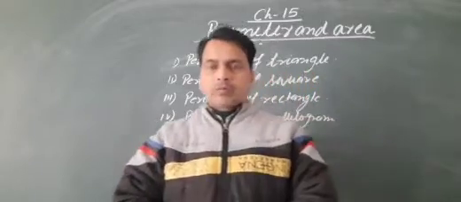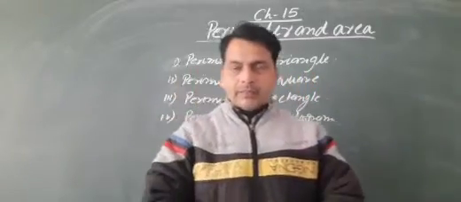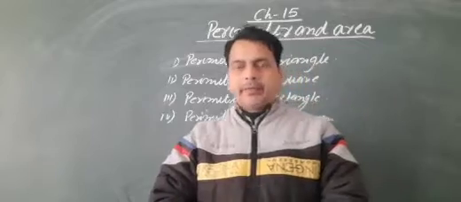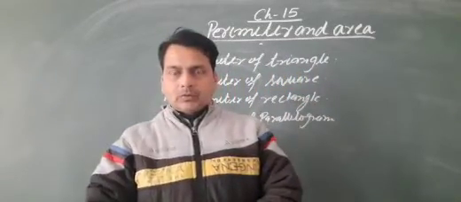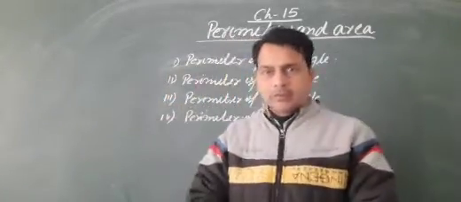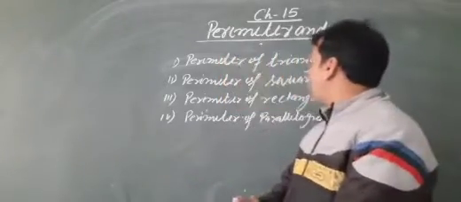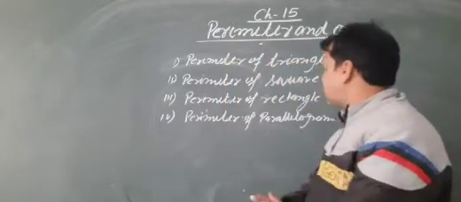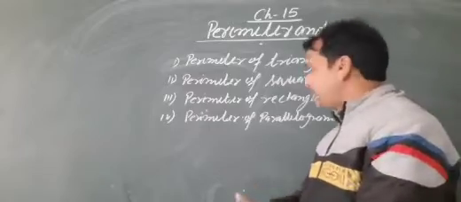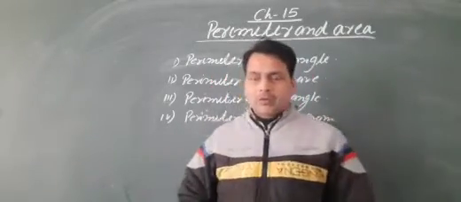Today we will discuss the most important topic of class 7th standard, that is perimeter and area. In this video we will discuss the perimeter of a triangle, perimeter of a square, perimeter of a rectangle and perimeter of a parallelogram. So now let us start.